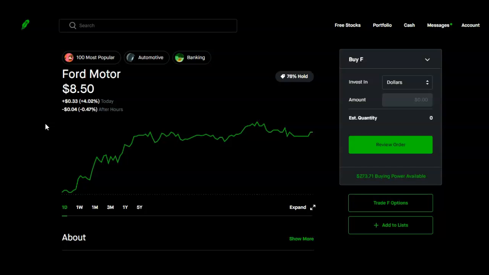So let's get right into it, guys. For this example, the options, I'm going to be using Ford, and the reason why I'm using Ford is because most people know what Ford is. It's a cheaper stock. The stock is under $10. So a lot of these options are going to be much cheaper.